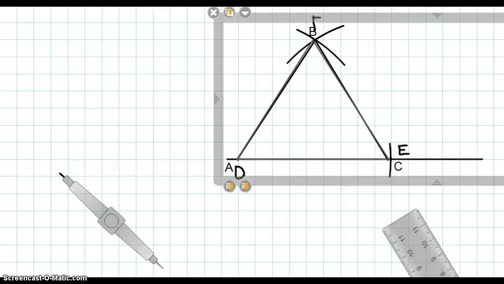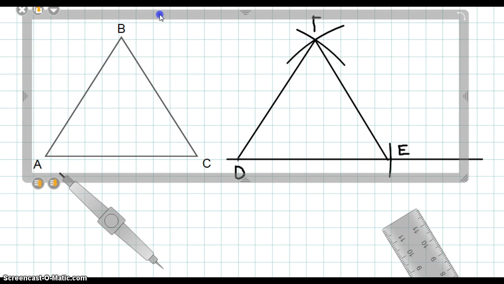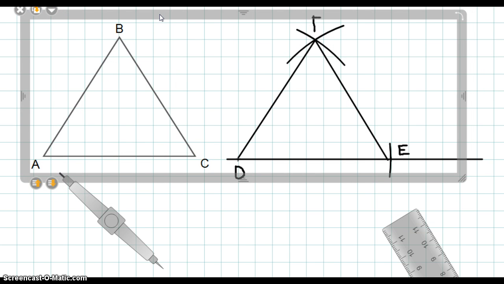And we used the SSS way, so we only focused on the sides. We made sure the side lengths of the new congruent triangle are exactly the same as those of triangle ABC. So this is one way, the SSS way, and you can use this to draw a congruent triangle.